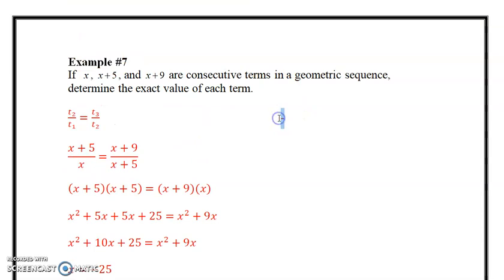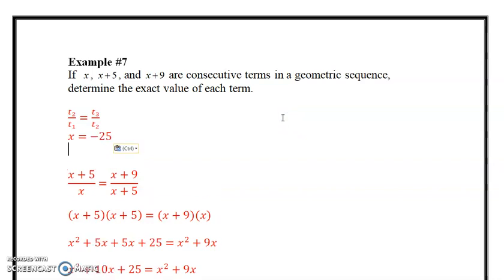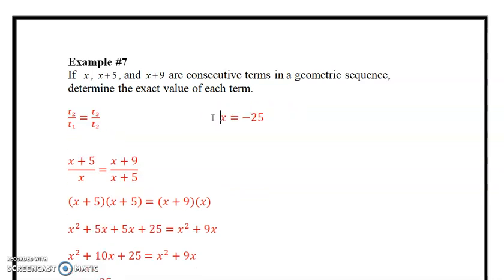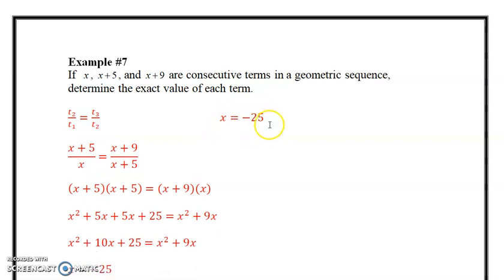And if that's x, sorry, the formatting, there we go. For x equal to negative 25, the next term is x plus 5, as you see above here. So to get x plus 5, that means that the next term would be negative 25 plus 5. So the next term would be negative 20. And we add 9 and we get negative 16.